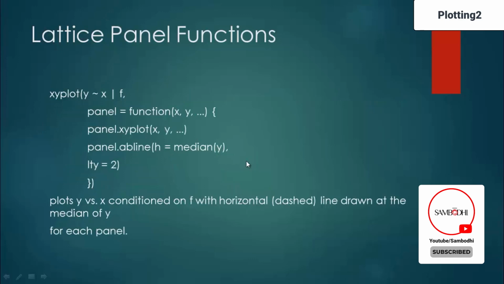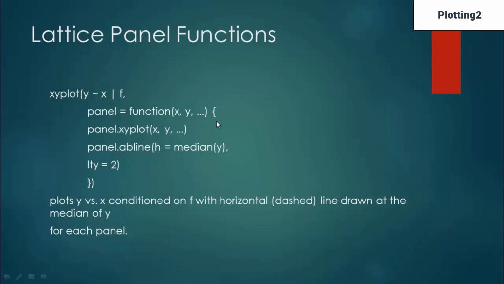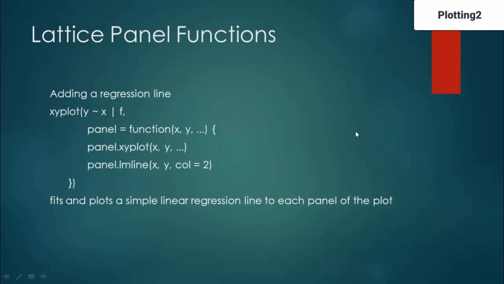Again, the same function: xyplot(y ~ x | f, panel = function(x, y) {panel.xyplot(x, y); panel.abline(h = median(y), lty = 2)}). These are the internal functions that get called when xyplot is declared. It plots y versus x conditioned on f, with a horizontal dashed line drawn at the median of y for each panel. Adding a regression line: xyplot(y ~ x | f, panel = function(x, y) {panel.xyplot(x, y); panel.lmline(x, y, col = 2)}), where the color is equal to 2. It fits and plots a simple linear regression line in each panel of the plot.